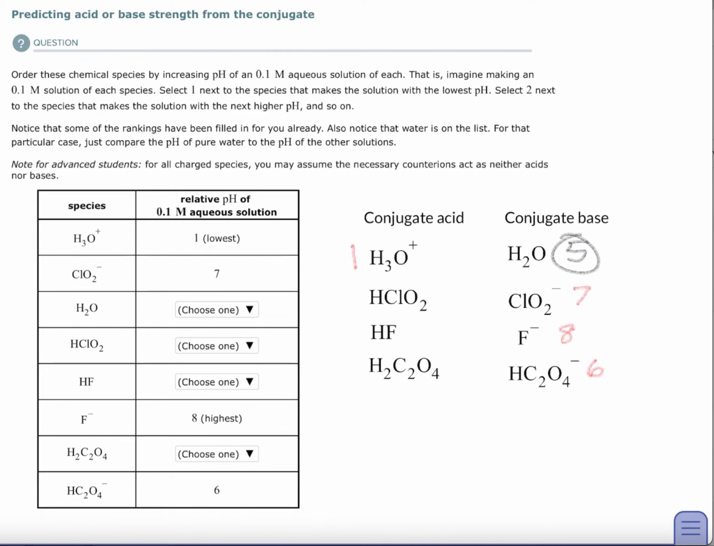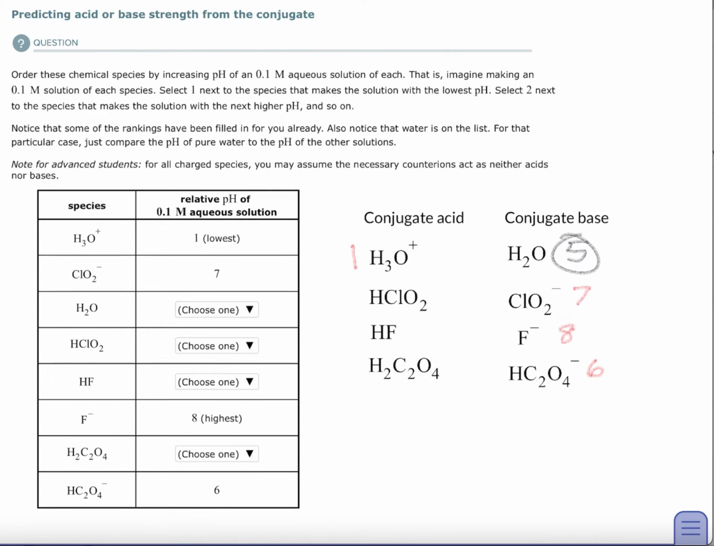Now we have weak bases here. 6 is a weak base, 7 is a weak base, 8 is a weak base. If you have a weak base, the conjugate acid is a weak acid, and it's going to be weak in the same order. So if, for instance, number 8 is my strongest acid, then HF, hydrogen fluoride, will be my weakest base. So it has to be closest to 7 on the pH scale.